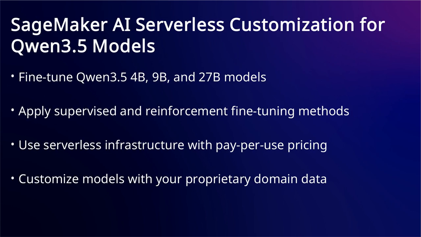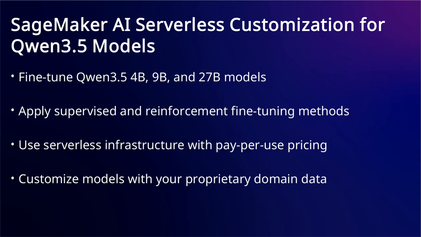Organizations need to adapt foundation models to their specific domains without managing infrastructure or building models from scratch. You can now fine-tune Qwen 3.5 4B, 9B, and 27B models on SageMaker AI to incorporate your proprietary data and domain knowledge. The service supports both supervised fine-tuning and reinforcement fine-tuning methods to specialize models for your use cases.